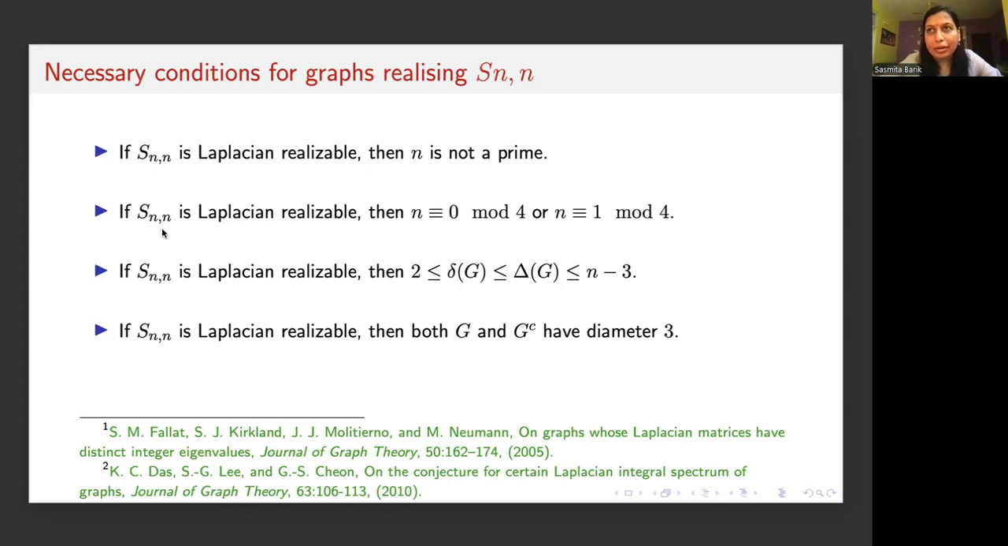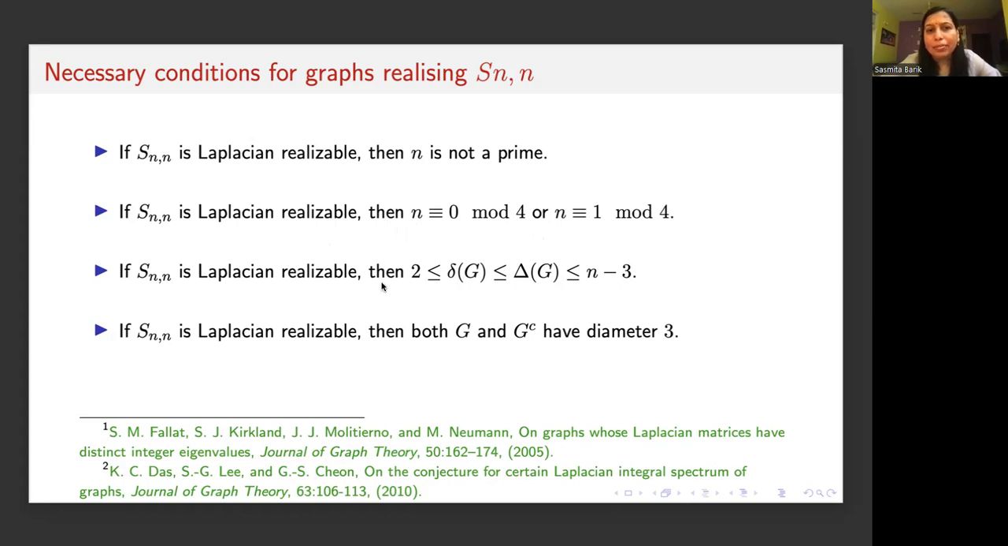As I told, again, 4 is dividing because the sum of the eigenvalues is coming as n times (n minus 1) by 2. That is, the sum of the degrees is 2 times the number of edges, so the number of edges must be an integer. So n times (n minus 1) must be divisible by 4. Okay, that tells that n must be congruent to 0 mod 4 or n must be congruent to 1 mod 4. So these two things can be observed easily looking at the eigenvalues.